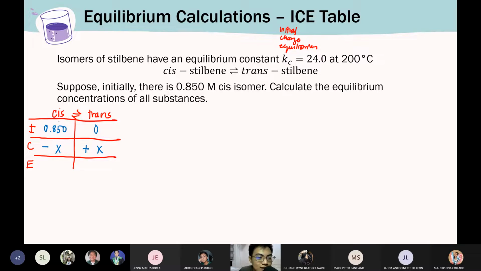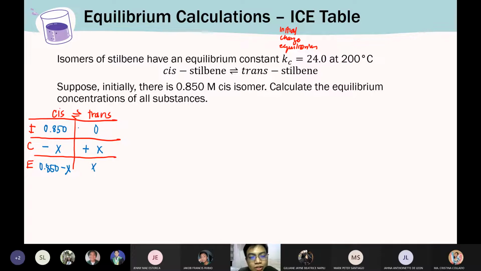Okay? So, lucky for us, ang coefficients natin ay wala. So, tigi-isa lang sila. For the E, that's equilibrium. Basically, pagsasamahin mo lang yung I pati C. Okay? Just combine them. So, that will be 0.850 minus x. And then for the trans, 0 plus x is x. Ayun. Ganun lang.